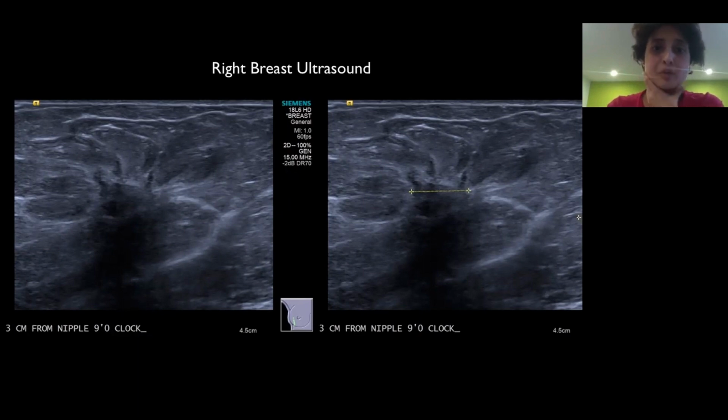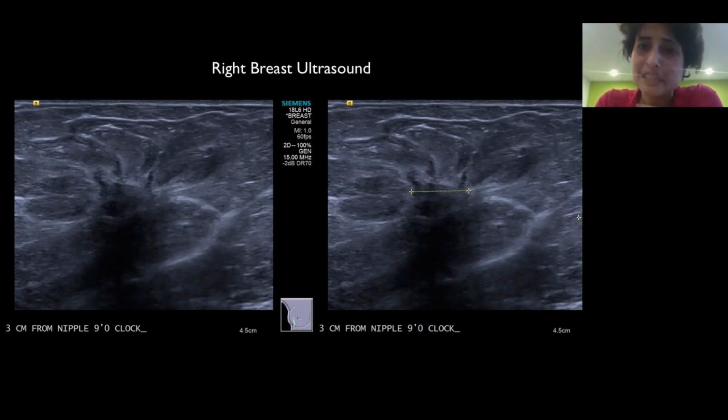So this is the right breast, 3 centimeters from the nipple in the 9 o'clock position. There's this spiculate lesion, which is quite ill-defined really here, with irregular margins, and you can see that this is causing what we call a posterior acoustic shadow.